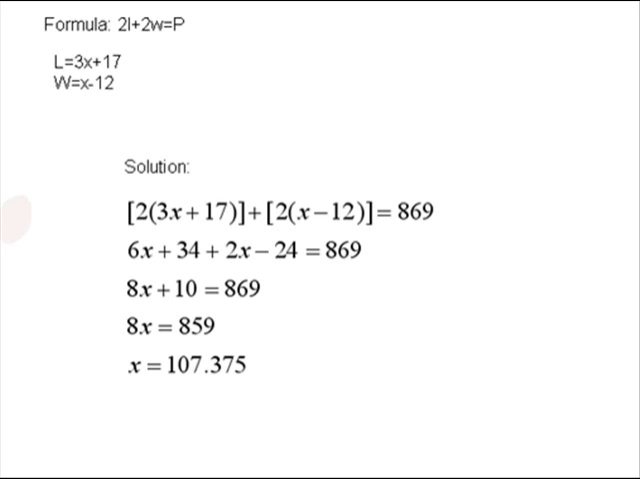Then 8x plus 10 is equal to 869. 859 is equal to 8x. Dividing 859 by 8 is equal to 107.375, which is our x.